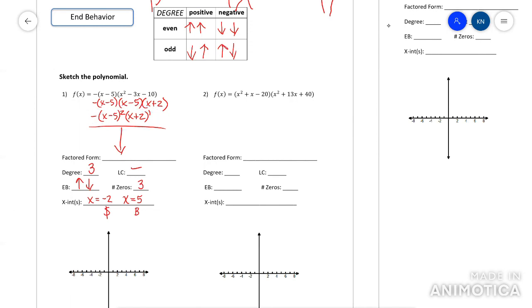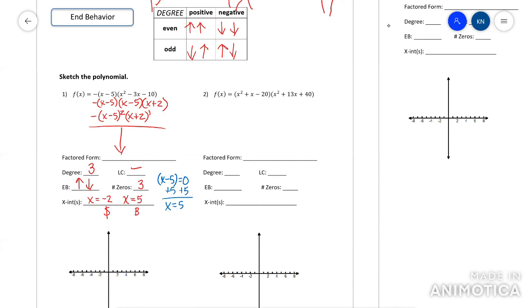I'm taking each of these factors, for example x minus 5, setting it equal to 0 and solving. That's how I'm getting x equals 5, for example. And in terms of the straight through or the bounces, I'm looking at the exponents here. So this x plus 2 to the power of 1, that's my straight through since it's to the power of 1. The x minus 5 to the power of 2, that's my bounce because it's got that degree 2.